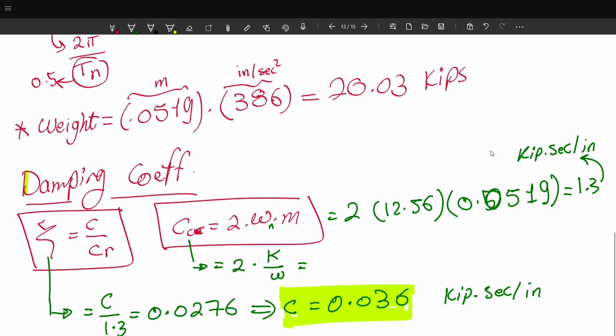The last thing we are searching for, let me check here, is the number of cycles required for the displacement amplitude to reach 0.2. The point is we want the amplitude U to reach 0.2 inch.